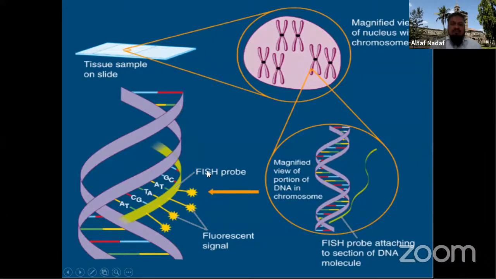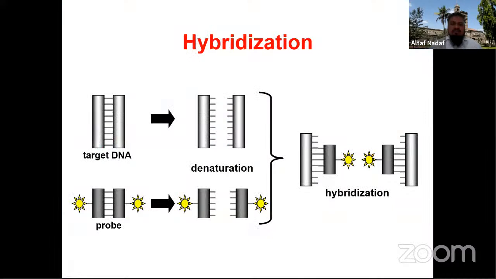The fluorescently labeled FISH probe is also allowed to denature and allowed to bind, and then it will bind and it will fluoresce. Okay, so this is another way. I used multiple diagrams so that the concept should be clear to you.